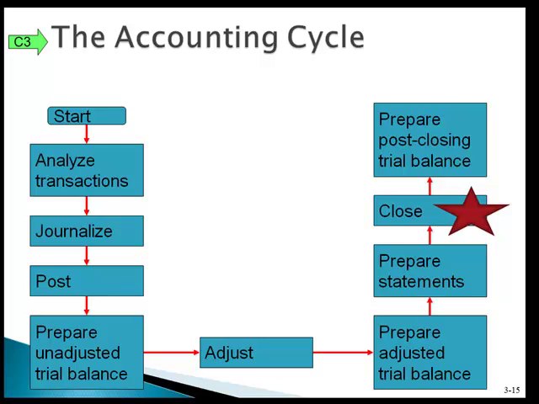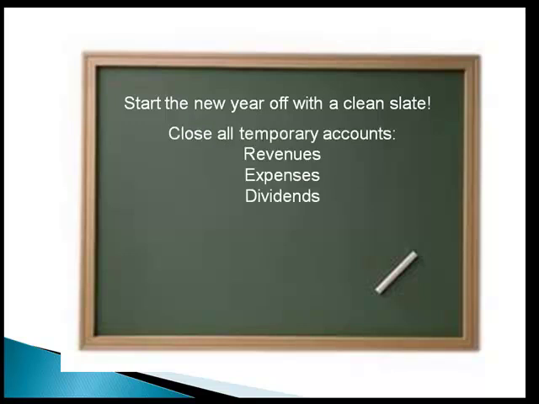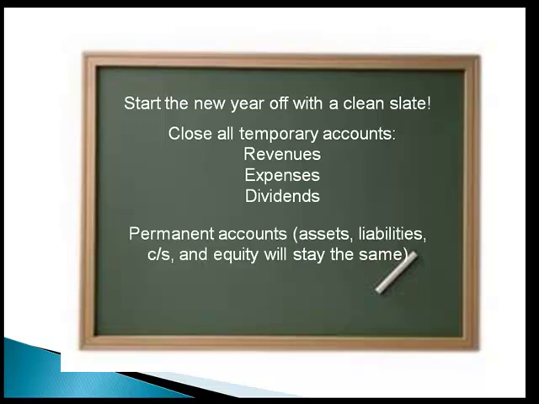Now we're going to focus on the closing entries. Okay, so we're going to start off the year. We start off 2010 or whatever year we're starting on, a brand new clean slate. How do we do that? We want to close all of what's called temporary accounts. Revenues, expenses, and dividends are all temporary. We're not going to do anything to the permanent accounts: assets, liabilities, common stock, and equity.